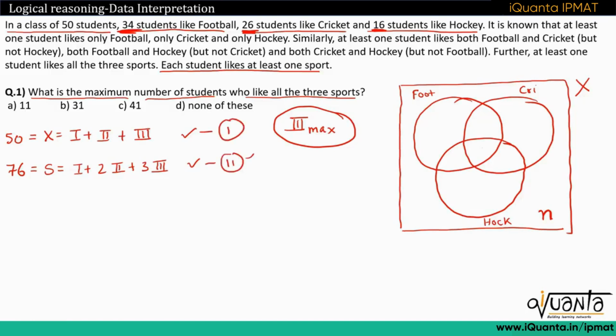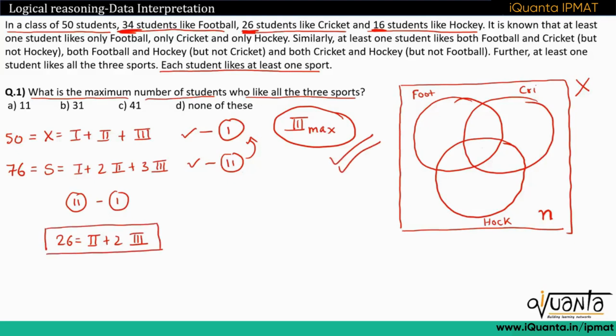Let me just subtract equation 1 from equation 2. When we subtract equation 1 from equation 2, we get 26 equal to exactly 2 plus 2 times exactly 3. So we have this equation now. We need to maximize exactly 3. So if I need to maximize this, it is very clear that I will have to minimize exactly 2.